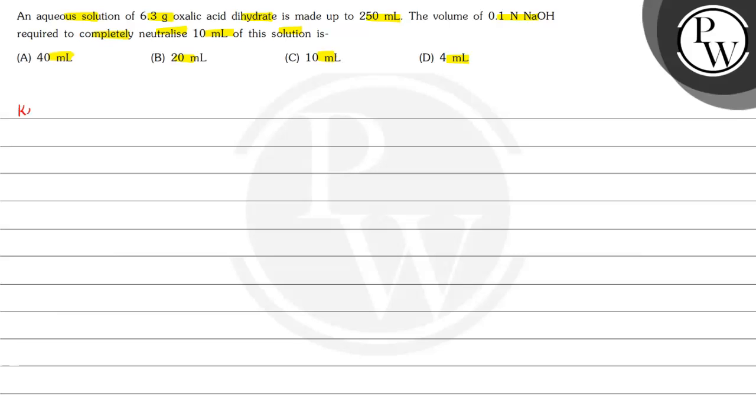And first, we will start here with the key concept in this case. For this question, we will first find the molarity of oxalic acid, that is M1, and mark it down. It is given that we have 6.3 grams of oxalic acid, and the molecular weight of oxalic acid is 90 grams per mole, multiplied by the volume, which is 250 ml.